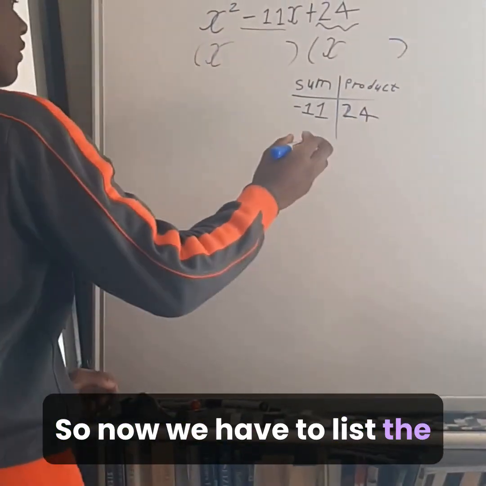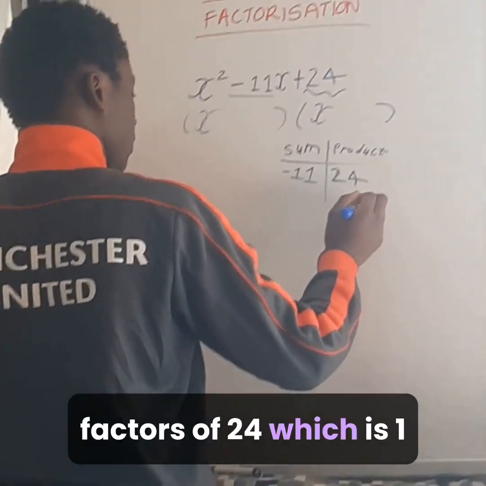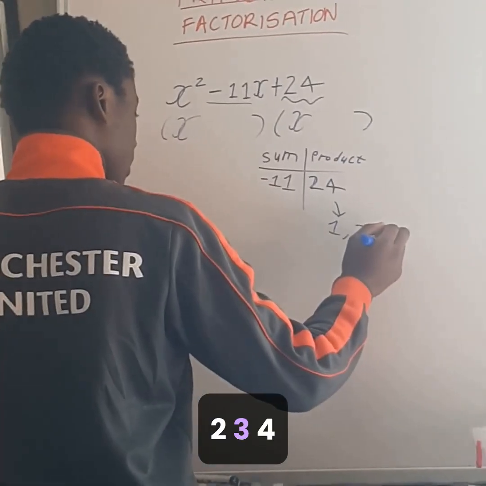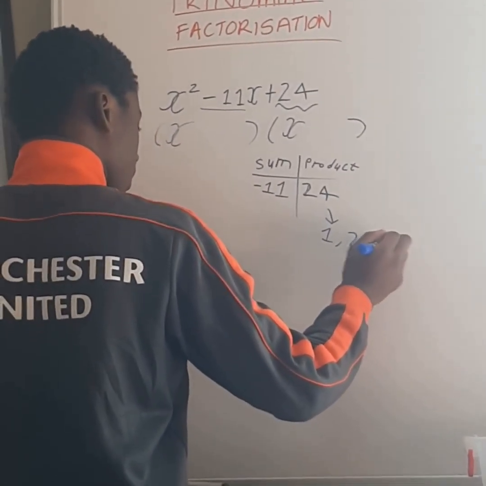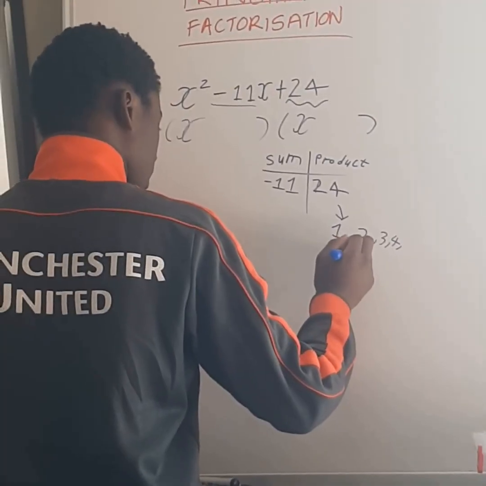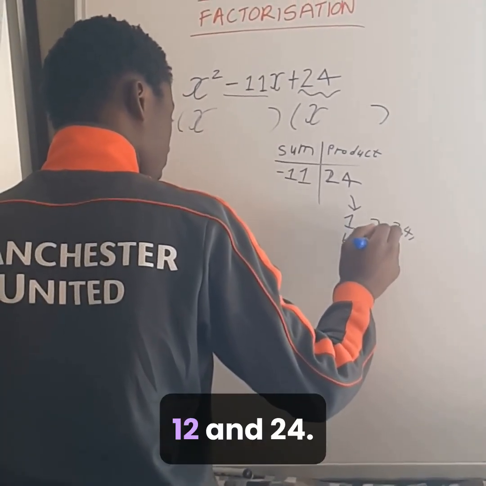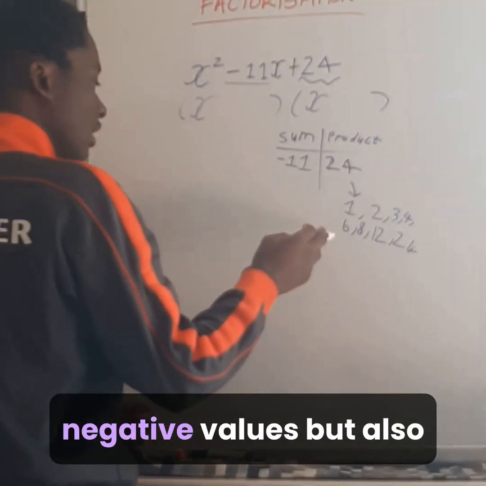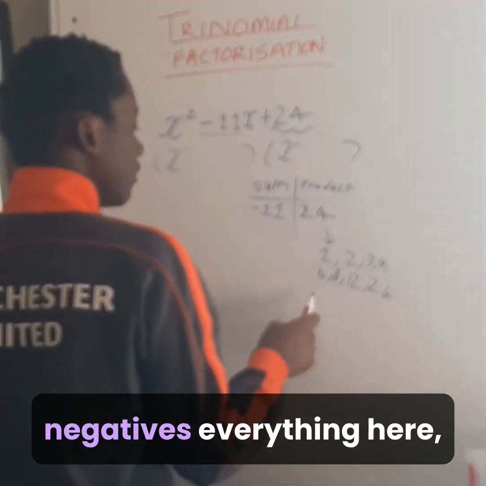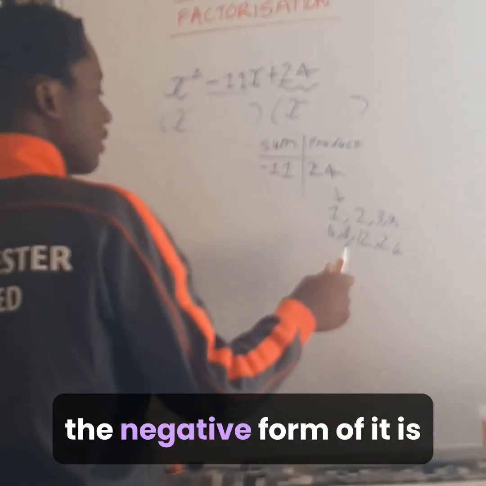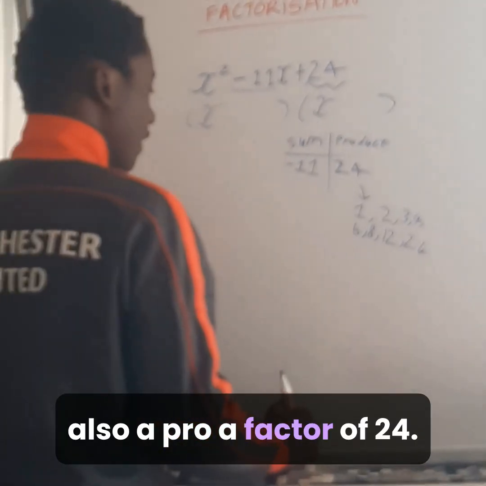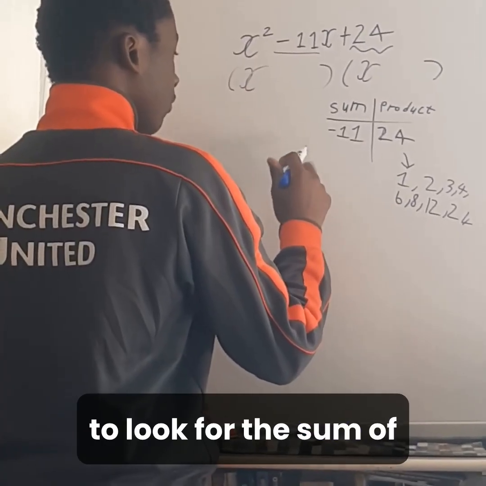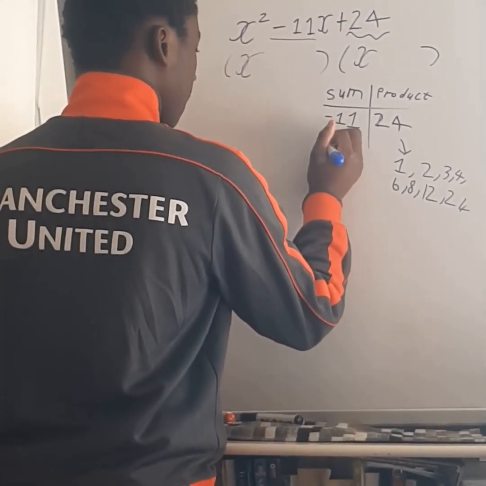So now we have to list the factors of 24, which are 1, 2, 3, 4, 6, 8, 12, and 24. I'm not going to write the negative values, but also negatives. Everything here, the negative form of it is also a factor of 24. So now we have to look for the sum of negative 11.